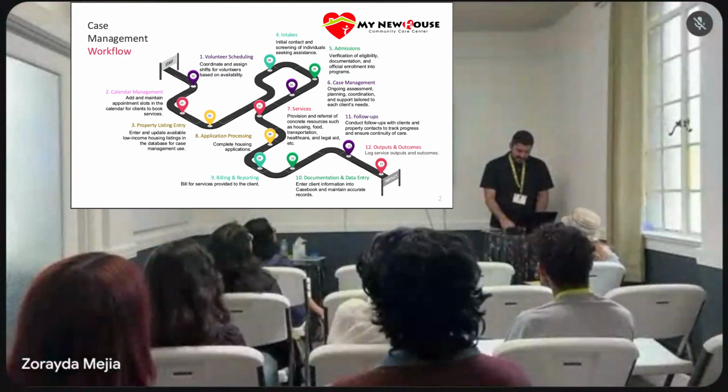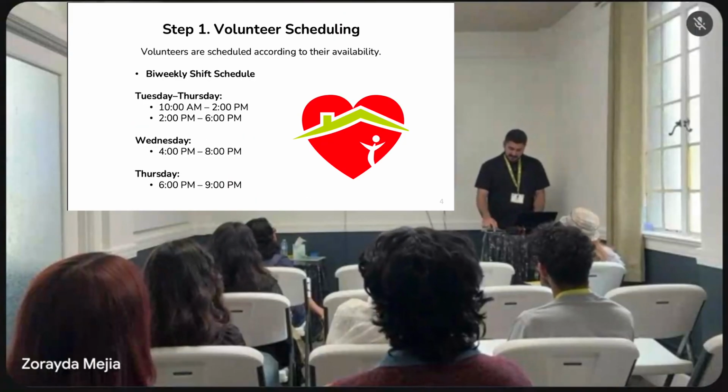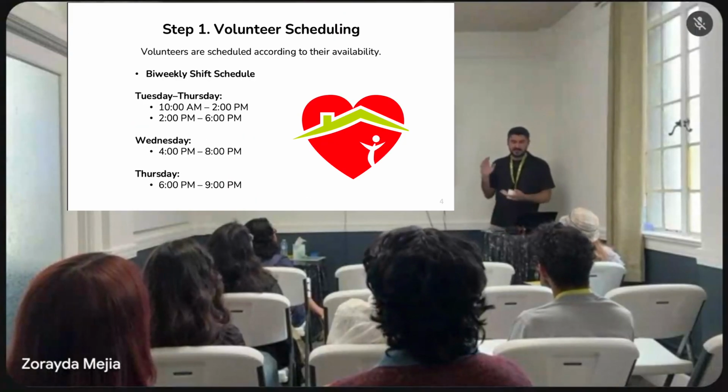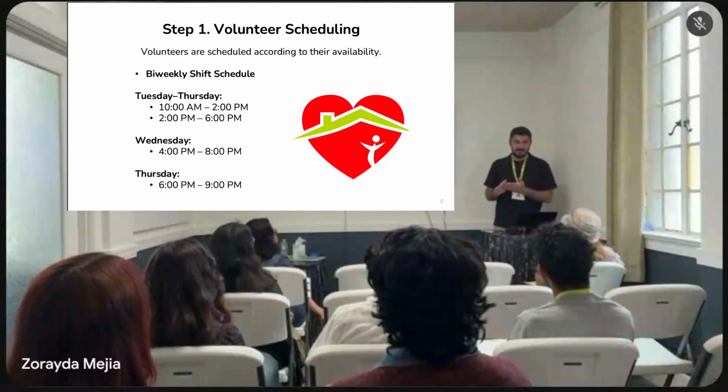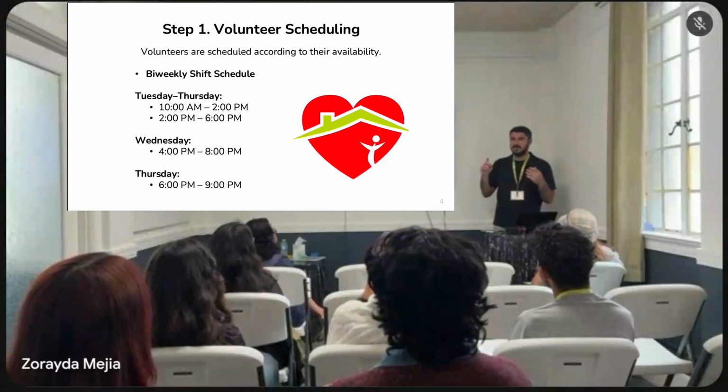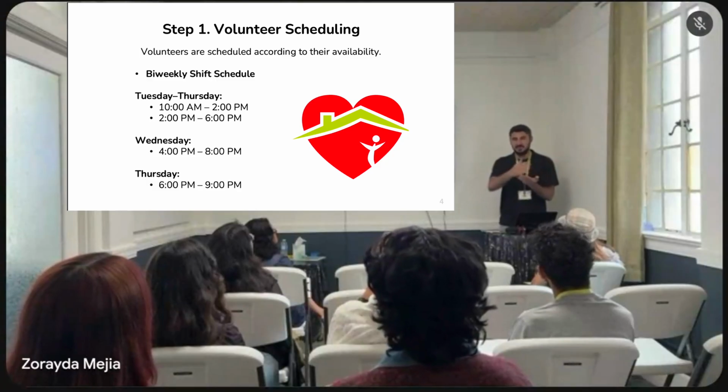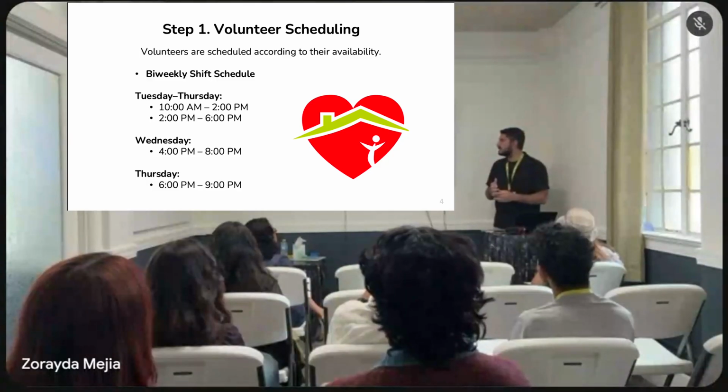So we start with step 1, volunteer scheduling, which is to coordinate and assign shifts for volunteers based on availability. We have a volunteer calendar, and they're scheduled according to their availability. We have a bi-weekly shift schedule, which means we try to schedule you 2 weeks out. So for the next 2 weeks, what's your availability?